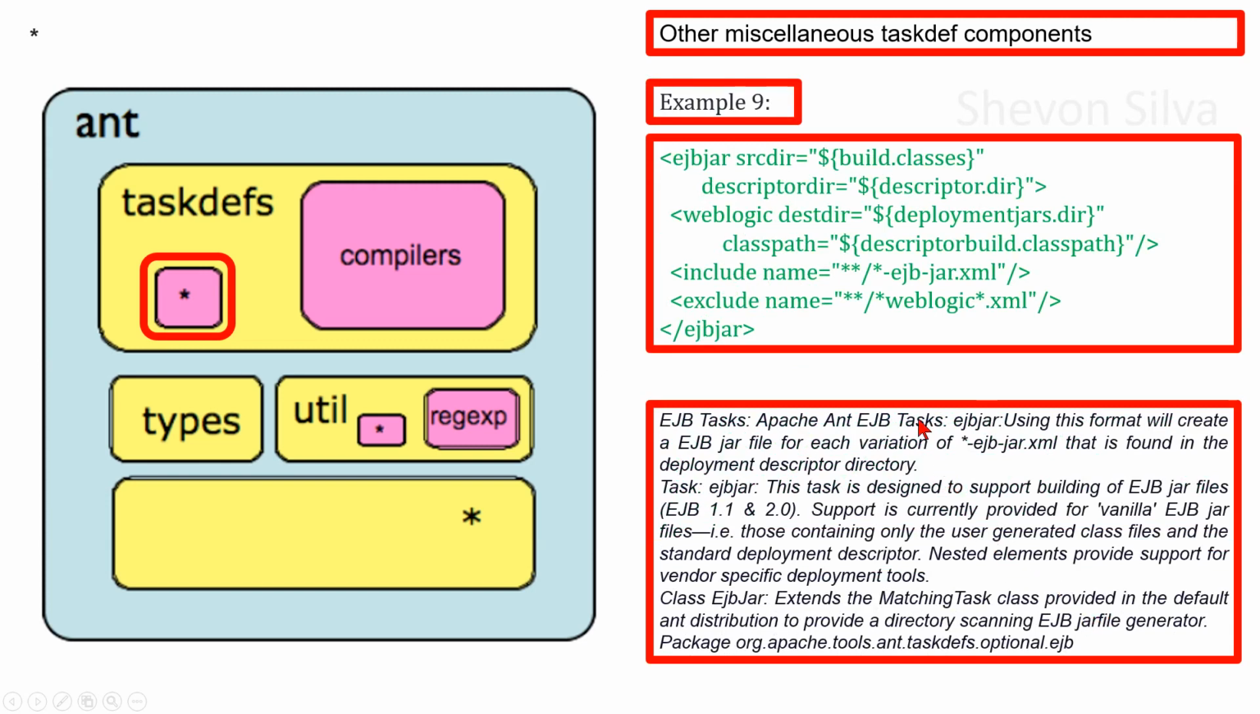Now we are considering Apache Ant EJB tasks and EJB jar in EJB tasks. Using this format, we'll create EJB jars. We'll create an EJB jar file for each variation of asterisk-ejb-jar.xml that is found in the deployment descriptor directory.